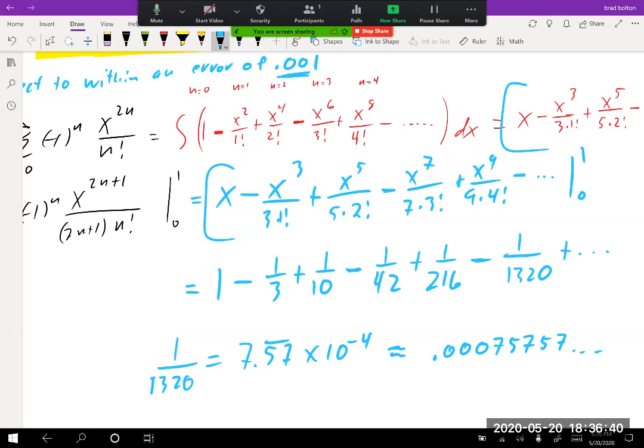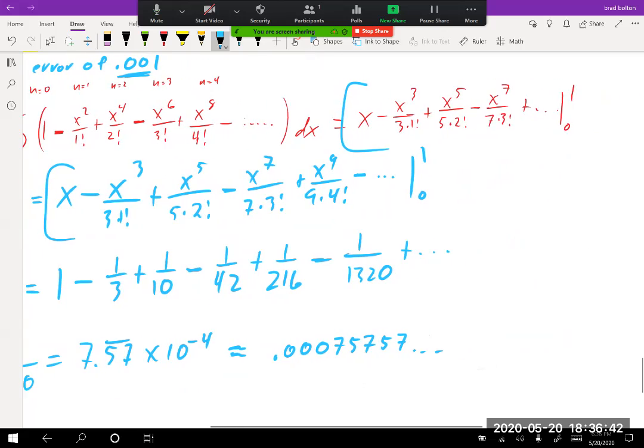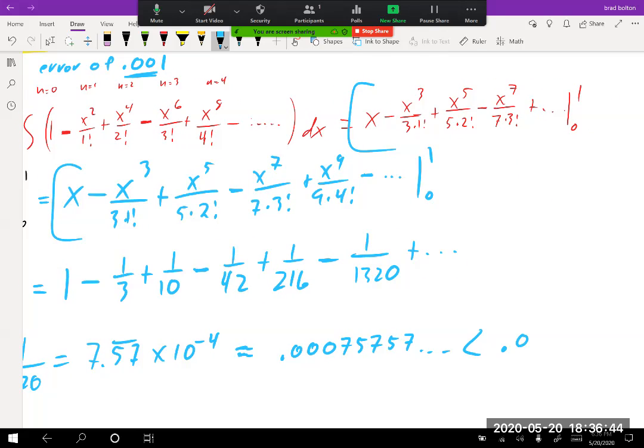So that means that this guy is in fact less than 0.001, and he is the first term that is less than 0.001. So that means that this is my error term. And everything before it can be used to add it.